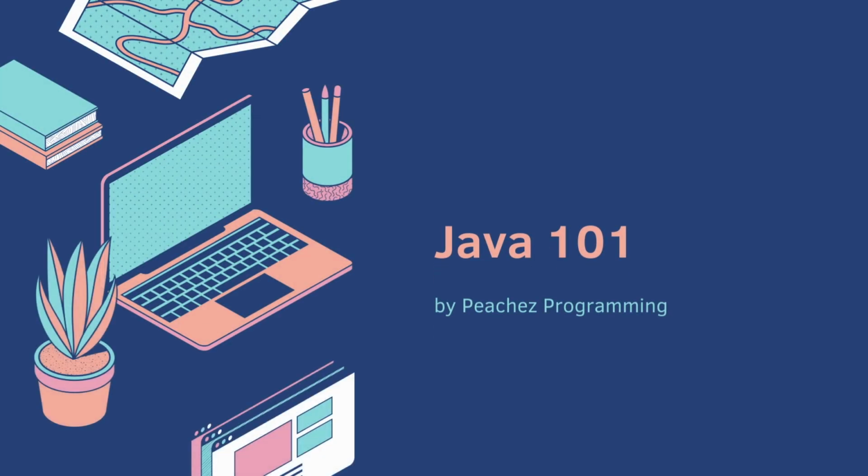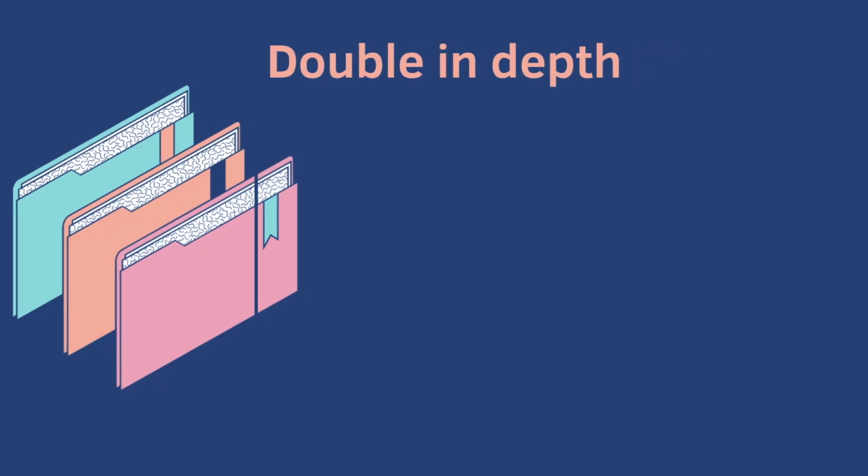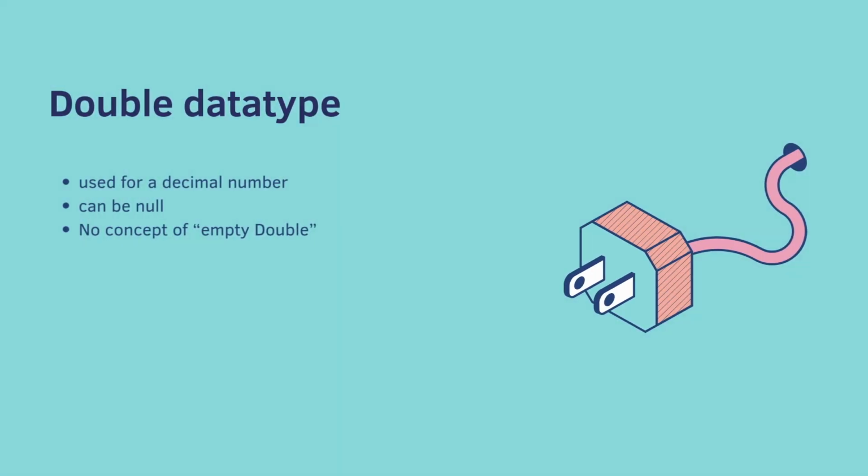Welcome back. This time we cover doubles. Doubles, of course, are used for decimal numbers. They can be null, but again, there is no concept of an empty double, thank goodness.